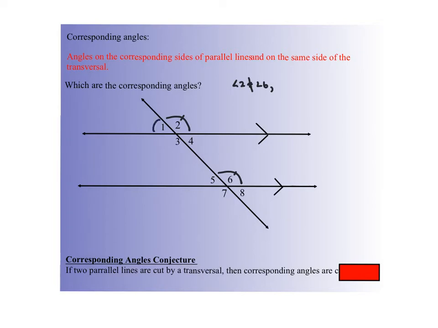Another pairing would be angle 1 and angle 5. They're both on the upper portion of the parallel line that they come in contact with, as well as on the left side of the transversal. All right, likewise, angle 4 and angle 8. And finally, angle 3 and angle 7.